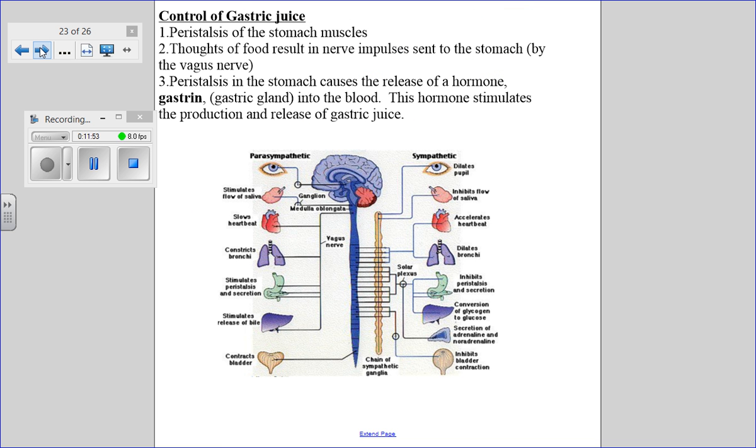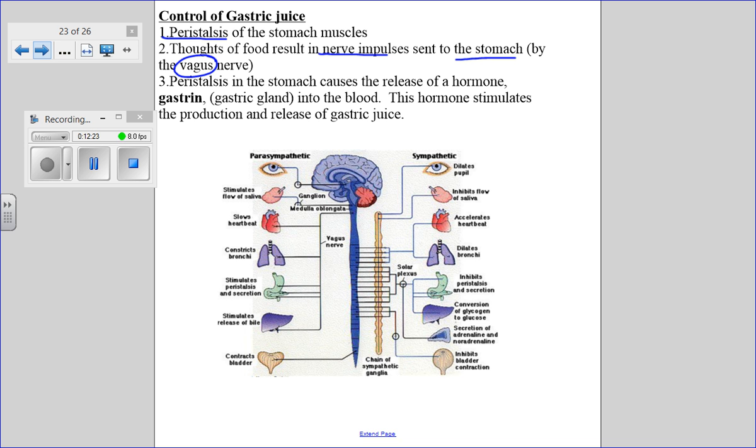So we'll talk about gastric juice. I'm summing up the three things that you just wrote down. So gastric juice, of course, is based on peristalsis of the muscles of your stomach. Now, when you think about food, not only does it make saliva start being produced in your mouth, but you get a nerve impulse sent all the way to your stomach by this big long nerve called the vagus nerve.